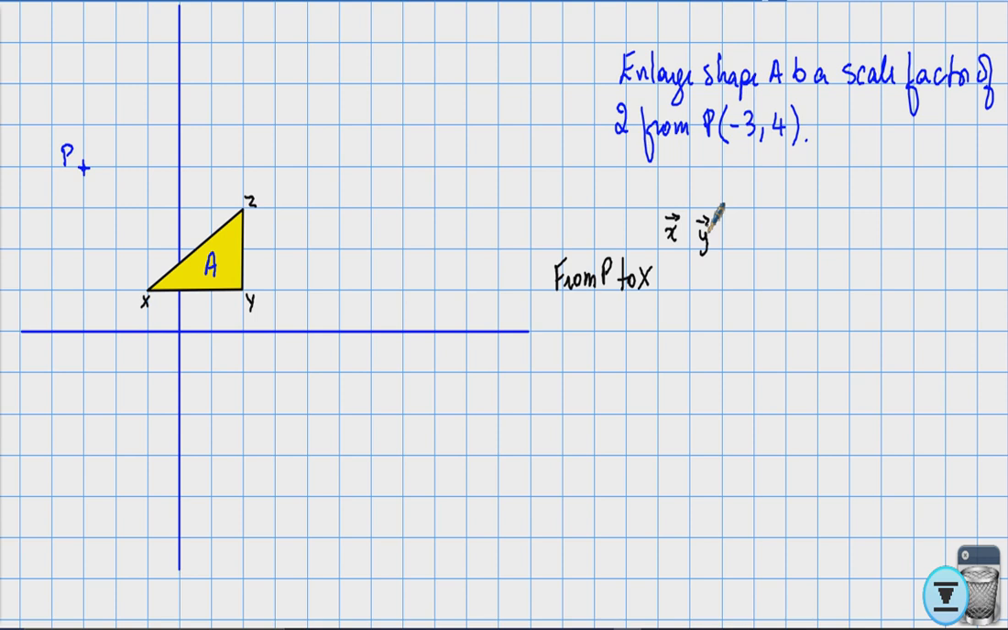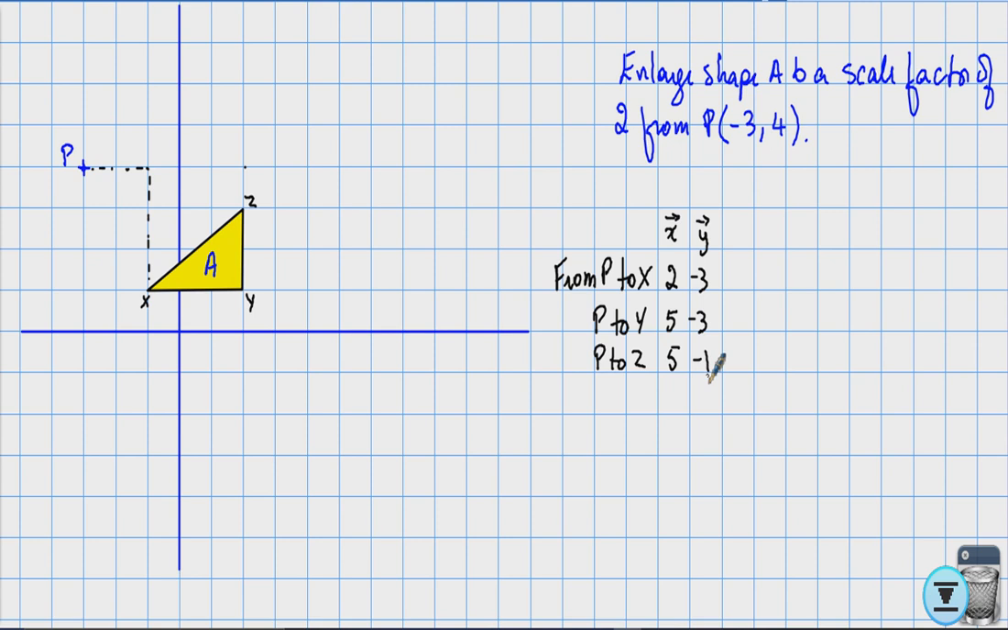And as you can see, to go from P to x, I need to move 2 to the right on the x, so it's +2, and I need to go down 3 on the y, so -3. So right 2, down 3, or +2, -3. To go from P to y, I need to move +5, 1, 2, 3, 4, 5, and down 3. So 5 and -3, because it's down. From P to Z, I need to move 5 and go down 1.